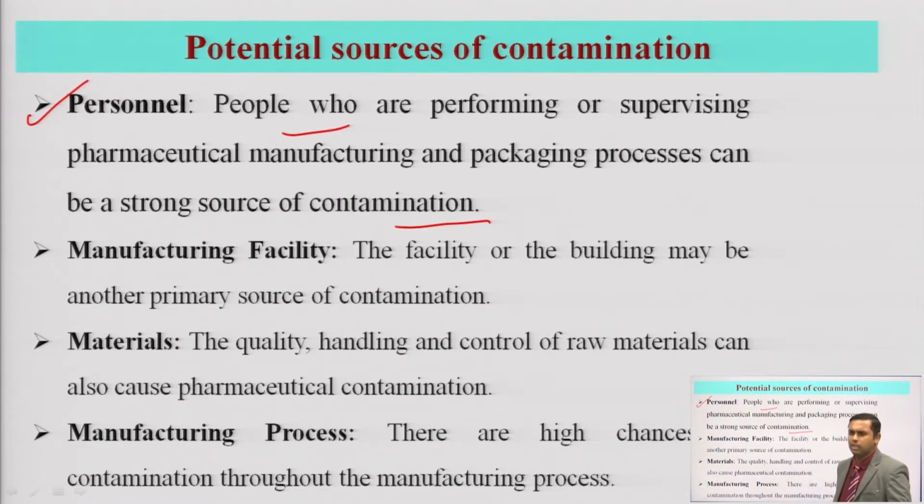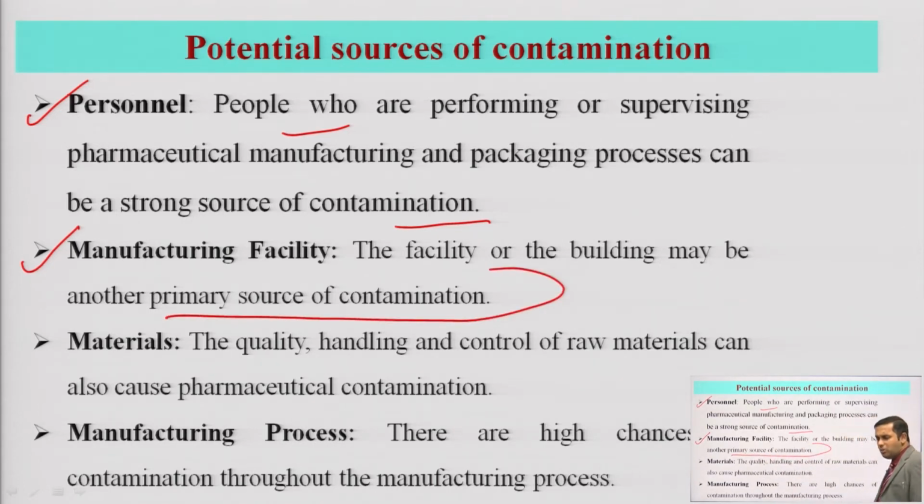I have taken the example of SARS-CoV-2, but there are also some viruses and microbes that can survive at high temperature also. That is why I am trying to bring these examples in, to get your attention much more deeply. These are some areas where personnel are a potential source of contamination. Then the manufacturing facility, the facility or the building, may be another primary source of potential contamination.